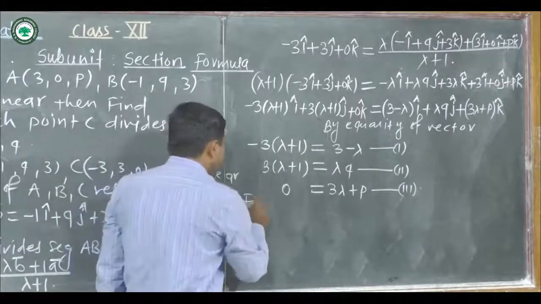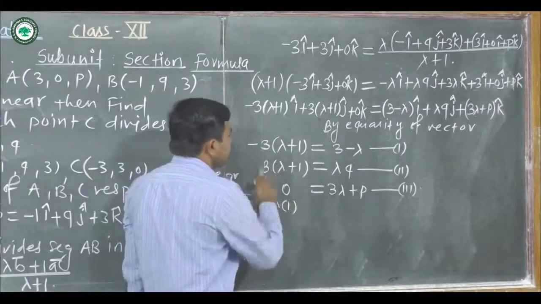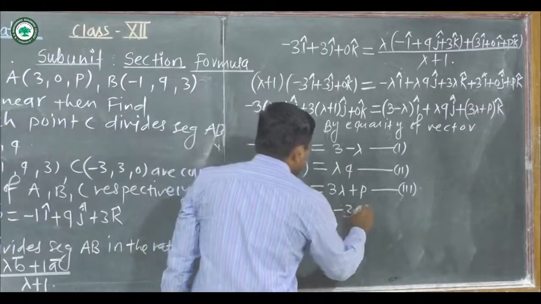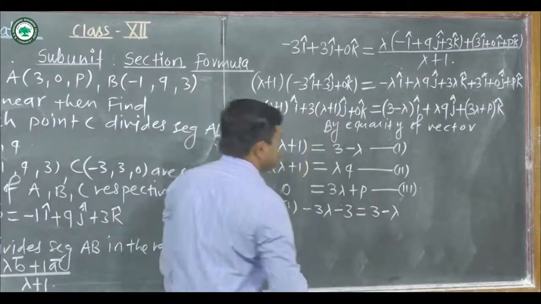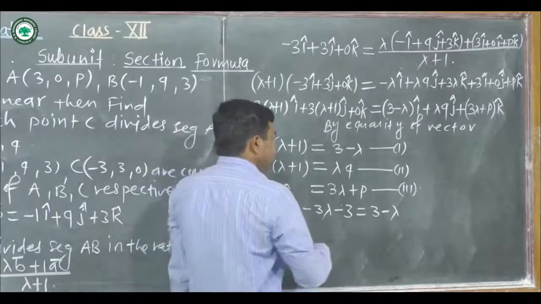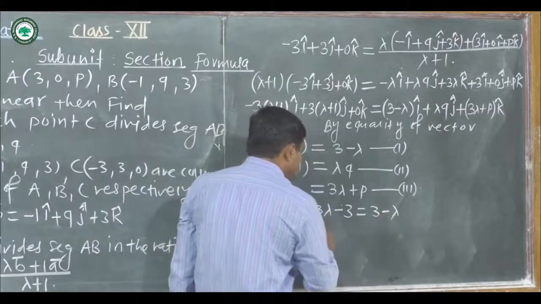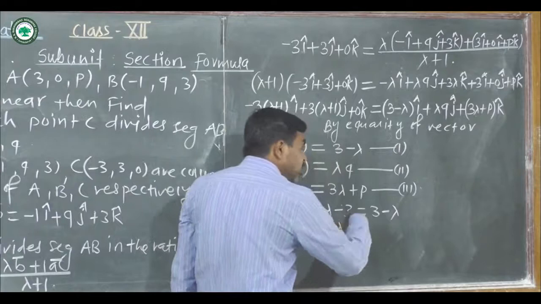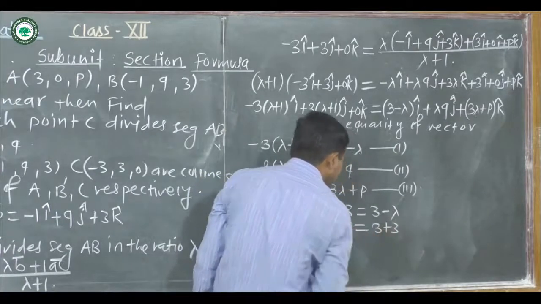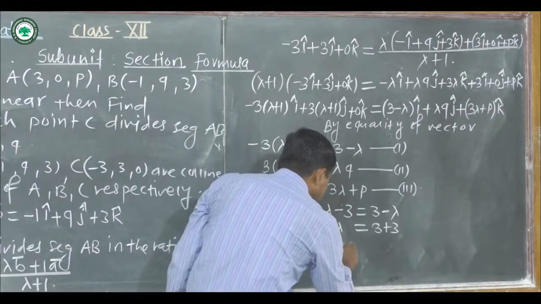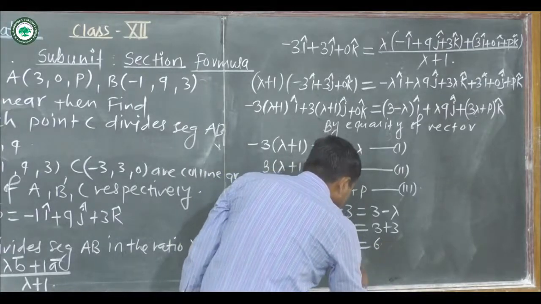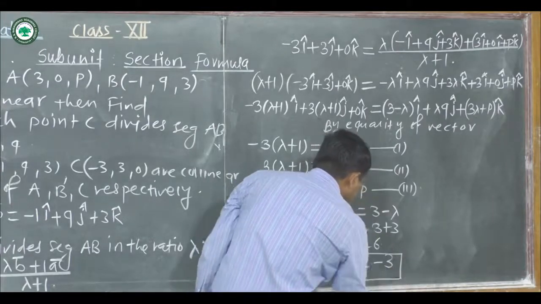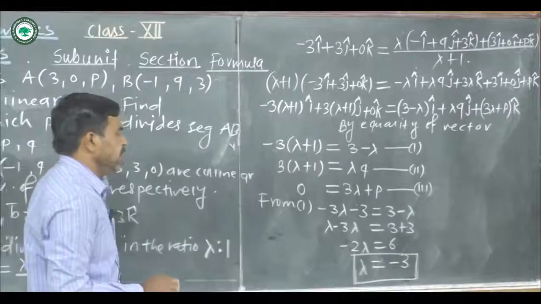Now from equation 1, minus 3 lambda minus 3 is equal to 3 minus lambda. So shift this lambda to the left hand side, so it becomes lambda minus 3 lambda is equal to, shift this minus 3 to the right hand side, so it becomes 3 plus 3. So lambda minus 3 lambda, minus 2 lambda, is equal to 6, so lambda is equal to minus 3. Here we get the value of lambda is minus 3.